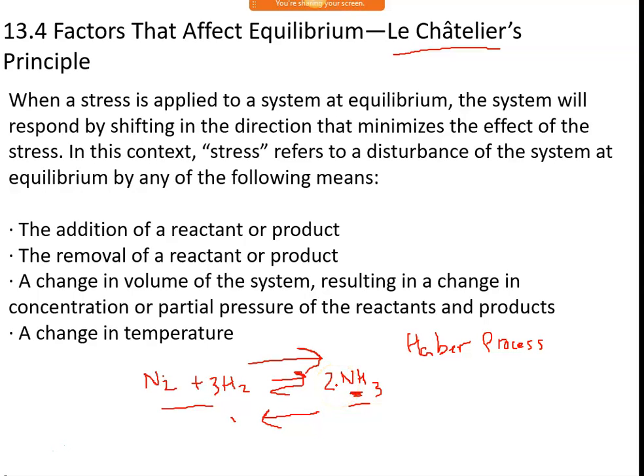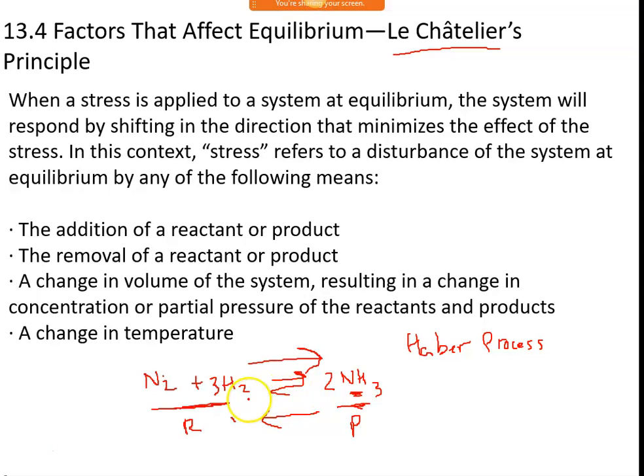In this context, stress refers to a disturbance in the force at equilibrium by any of the following means. So basically, this is what Le Châtelier's principle is. You can think of this as a seesaw, like a kid's toy at a park. When you reach equilibrium, you have a certain amount of reactants and a certain amount of products. Once we have established those amounts, we are in equilibrium.